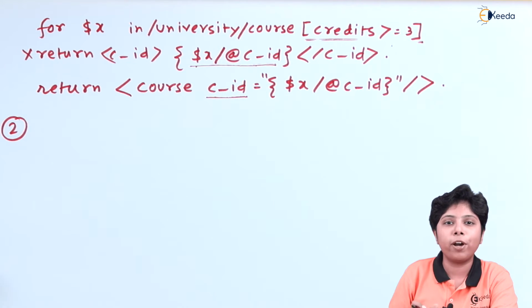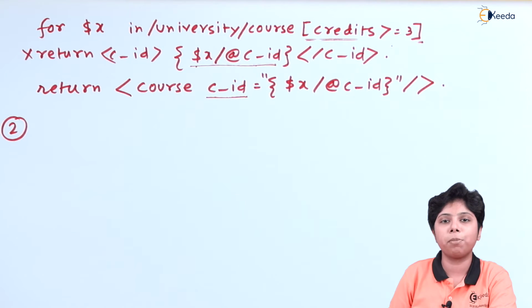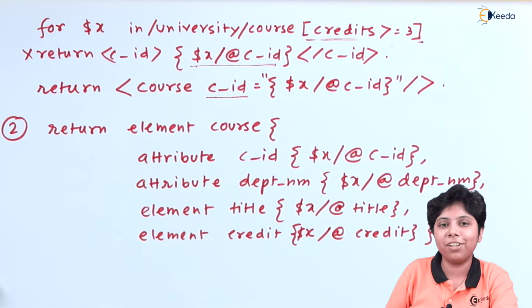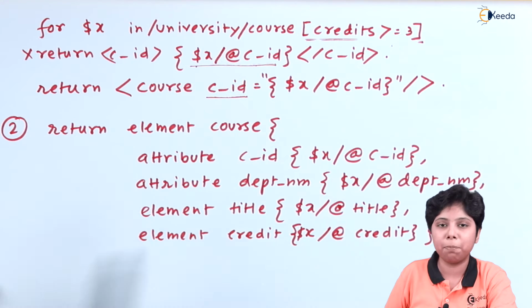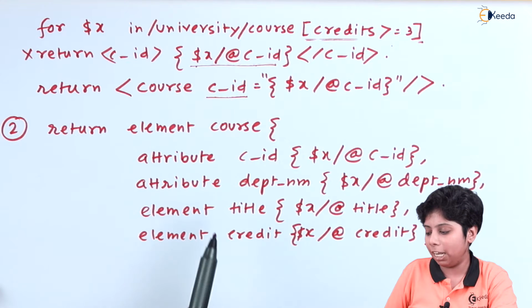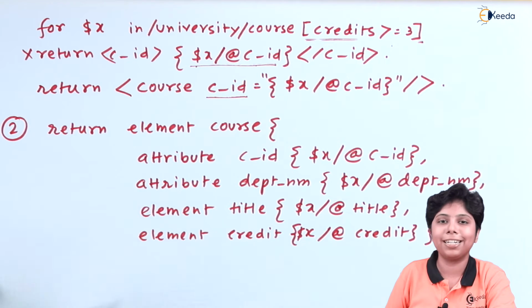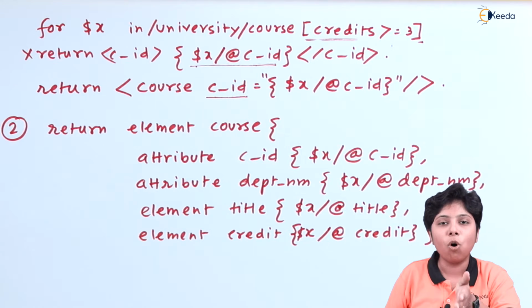Now if we have joined more relations and have many attributes from any of the relations, how will the return statement look? Here we are returning the course relation with the attribute CID and department name from the CID and department name of course, and as elements, title and credit from the title and credit of course. So it is just creating a view of a relation that we are creating.